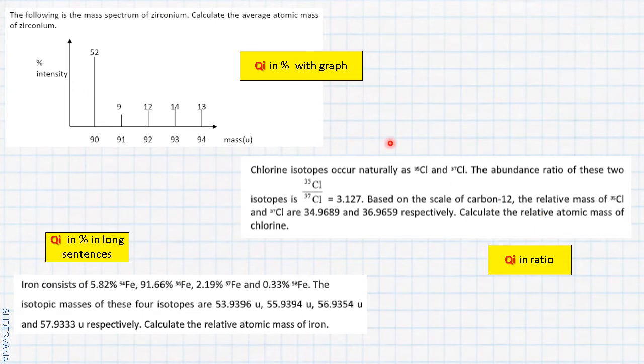So this is the tutorial question. There are 3 different pattern questions related to average atomic mass. The first one is in graph. The second one is in percentage. And then this one is in ratio. So you must know how to identify the key and Mi correctly.